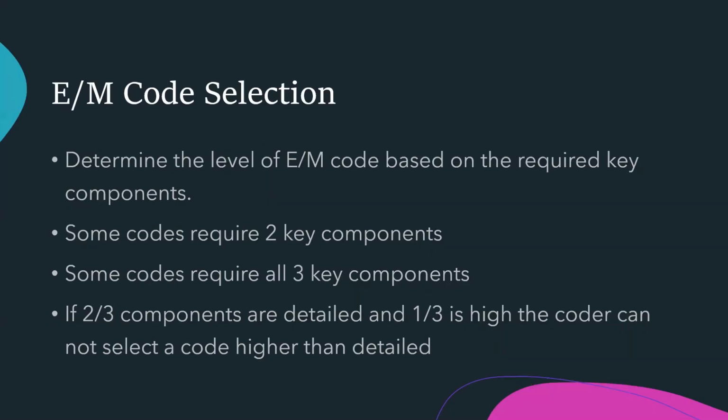E&M code selection. Determine the level of E&M code based on the required key components. Some codes will require 2 key components and some will require 3. If 2 out of 3 components are detailed and 1 out of 3 is high, then you cannot select a code higher than the detailed.